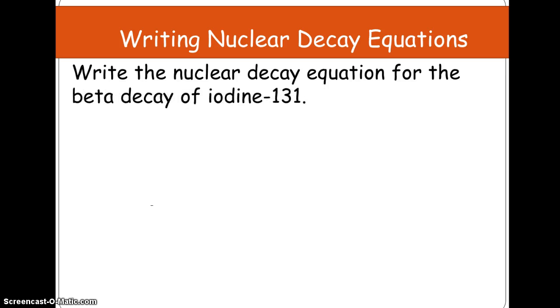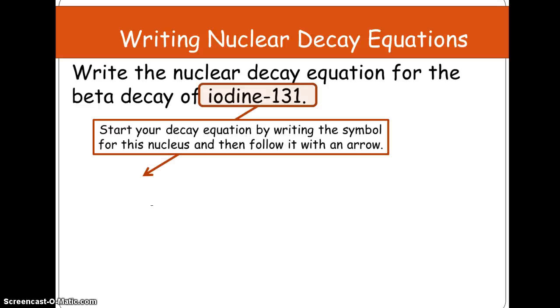We're going to follow the same steps we did in the last problem. The first step is to write out the chemical symbol for iodine 131. So we will start by writing I for iodine. It has a mass of 131, and all iodines have an atomic number of 53. So now we've got our chemical symbol for iodine 131.